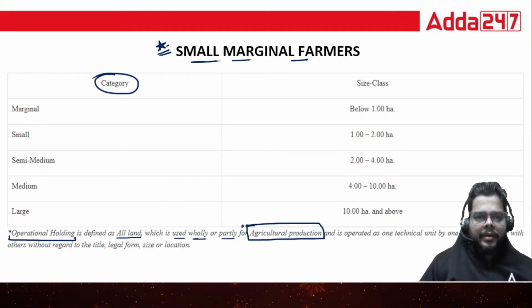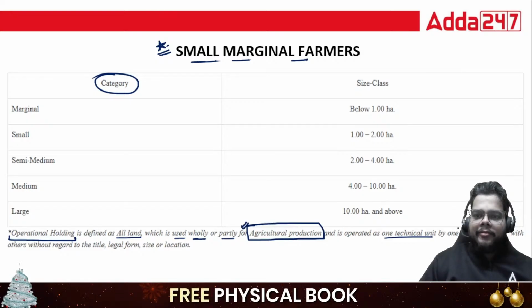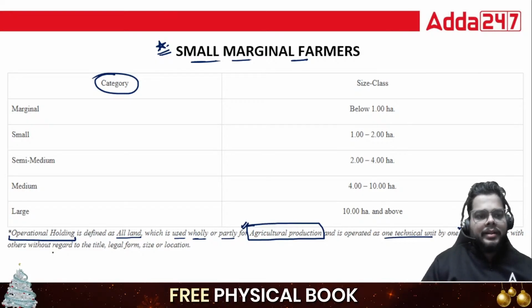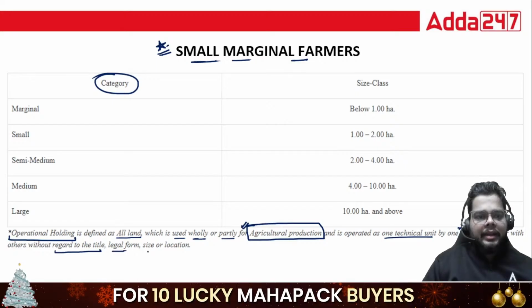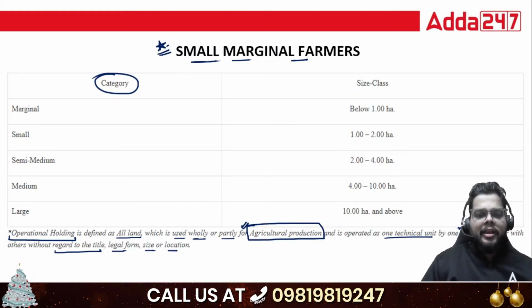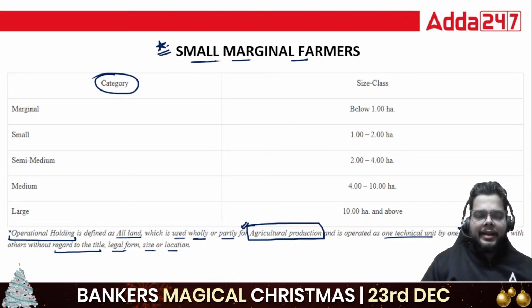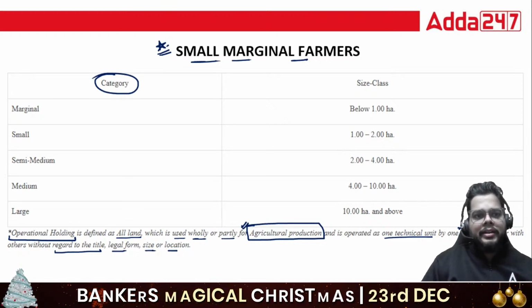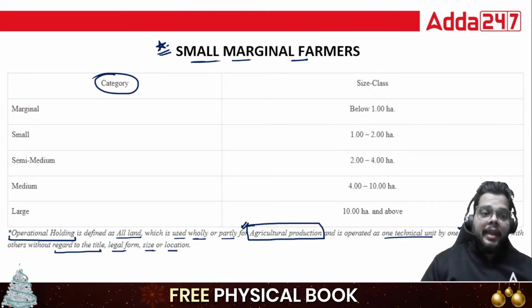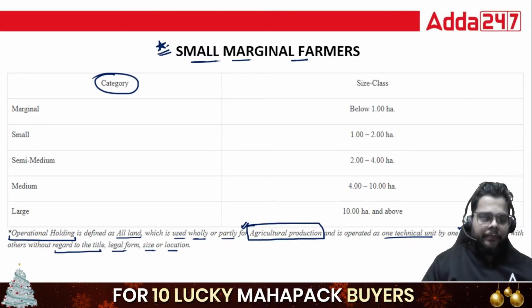This you must remember. It is used for agricultural production only and is operated as one technical unit by one person alone or with others, without regard to the title, legal form, size, or location. So basically, the operational aspect is taken care of, and ultimately, this definition can categorize any kind of individual under this category if they have been operating on that particular agricultural land.